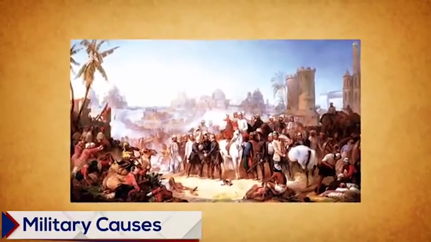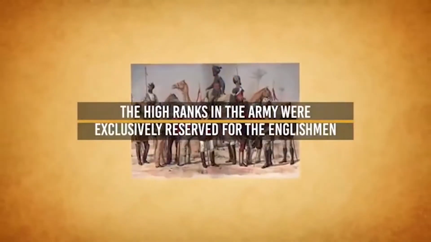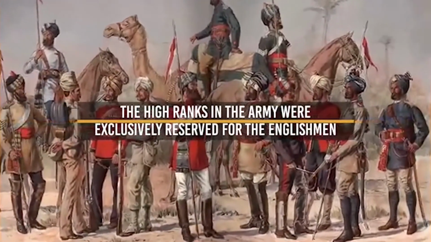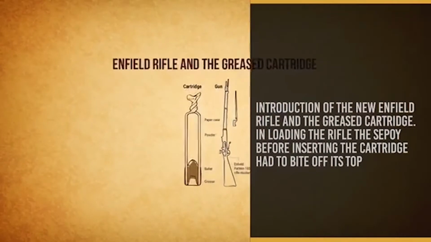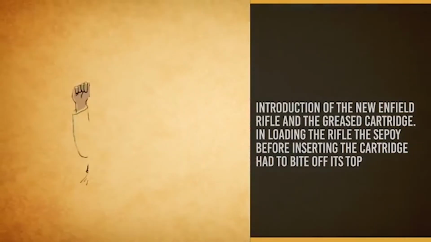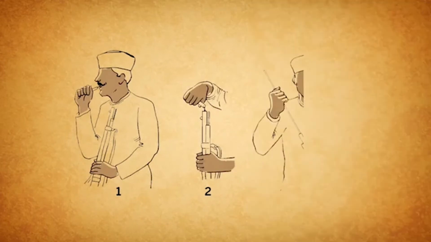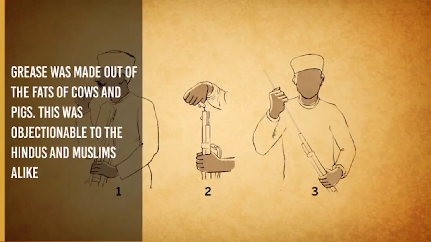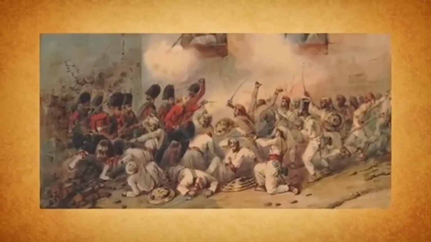Military causes. The Indian soldiers were considered inferior and were ill-treated by high officers. The high ranks in the army were exclusively reserved for the Englishmen, and the Indians were deliberately excluded from responsible positions. The immediate cause of the revolt was the introduction of the new Enfield rifle and the greased cartridge. In loading the rifle, the sepoy, before inserting the cartridge, had to bite off its top. It was believed that the grease was made out of the fats of cows and pigs. This was objectionable to the Hindus and Muslims alike. This rumor sparked a fire of discontent against the British in the form of revolt.